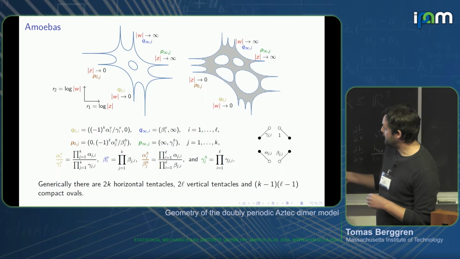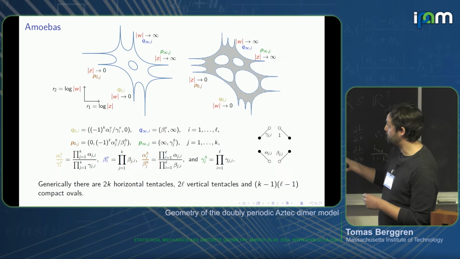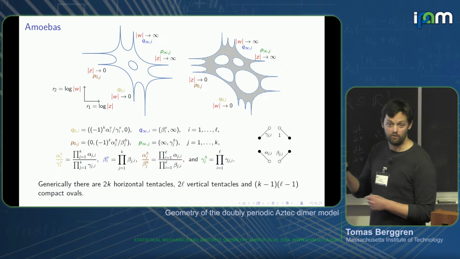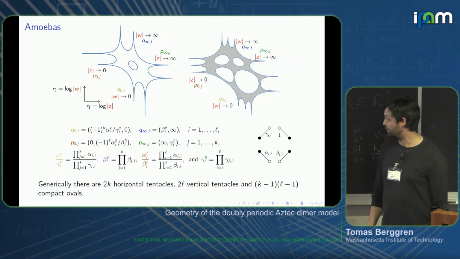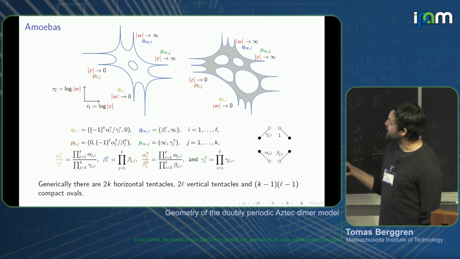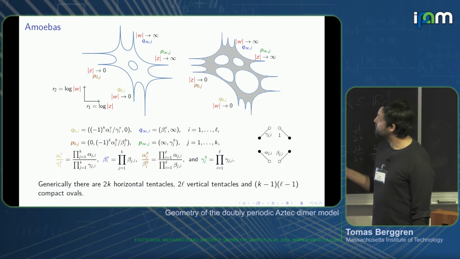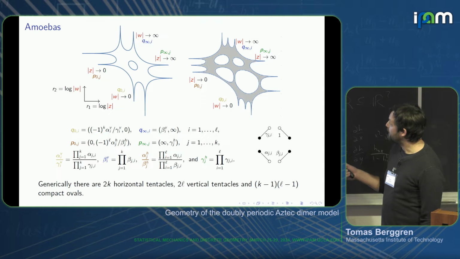And okay, here, you don't need to look at exact formulas, but from the edge weights, you can really compute the asymptotes of the tentacles in a rather easy way. And generically, these amoebas have exactly L tentacles here and here. It has K tentacles here and here, and it has K minus 1 times L minus 1 compact ovals.